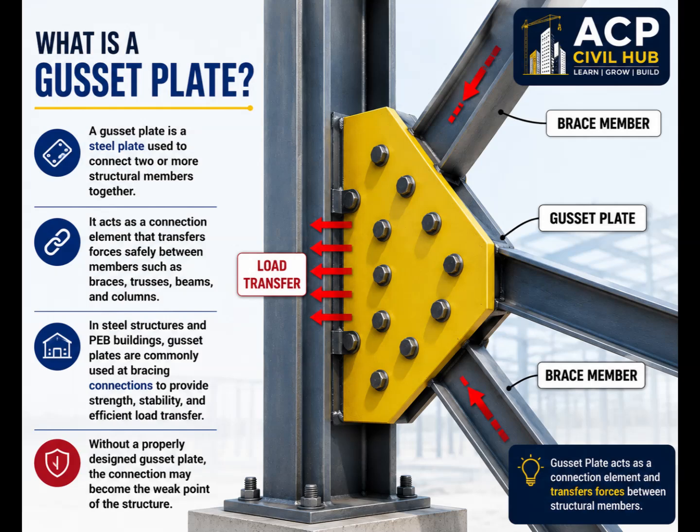The forces coming from the brace members are transferred through the gusset plate into the supporting structural member. Without a properly designed gusset plate, the connection can become the weakest point of the structure. Therefore, gusset plates are essential for strength, stability, and efficient load transfer.